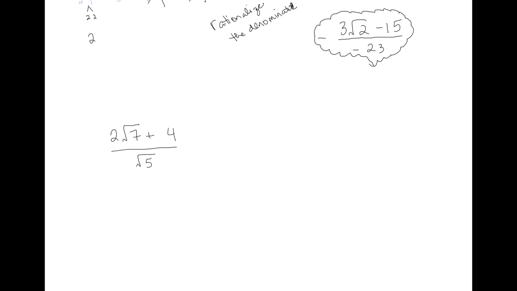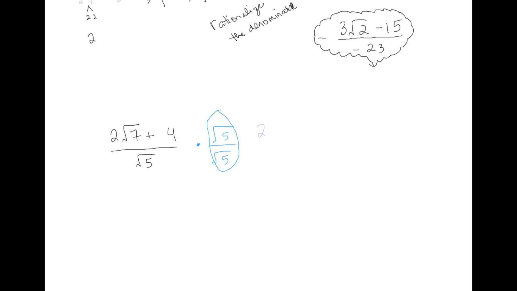Two square root of 7 plus 4 over the square root of 5. The square root of 5 is the problem because I cannot have a square root sign in the denominator. So I'm going to multiply by whatever my problem is to get rid of it. I multiply it by square root of 5 over square root of 5. So this value is just 1 and it doesn't change anything. But it allows me to get that square root out of there.